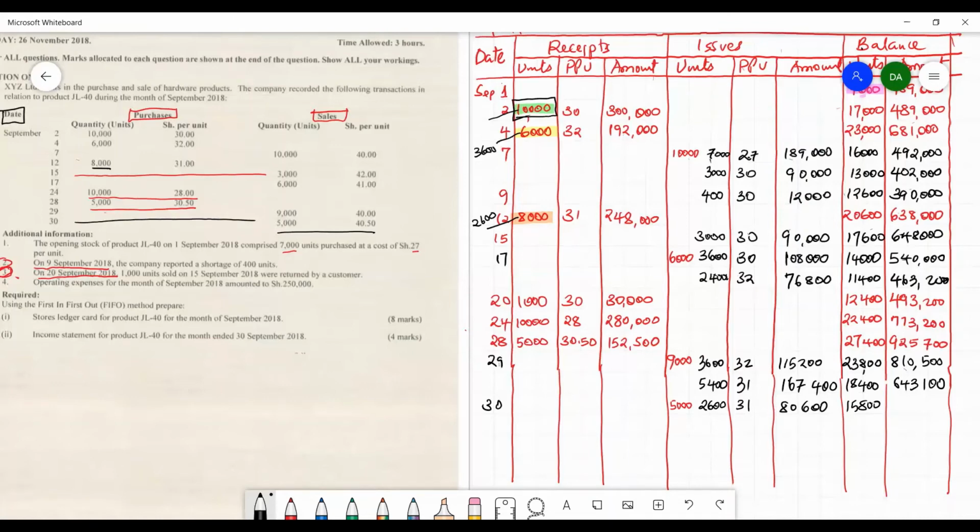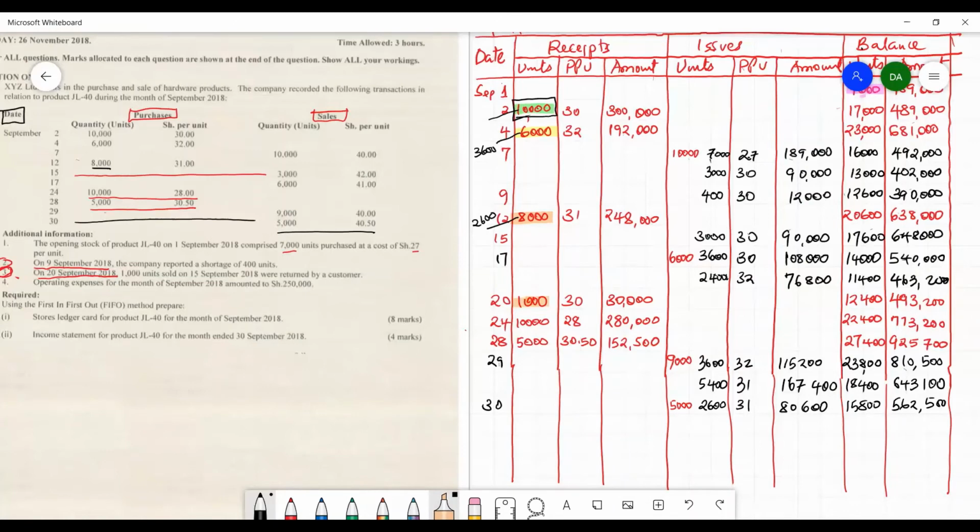Also deduct from 643,100, deduct 8,600, so that you will have 562,500. But because we need to issue 5,000, we have only issued 2,600. We go ahead and find the next batch where we have 1,000 units.